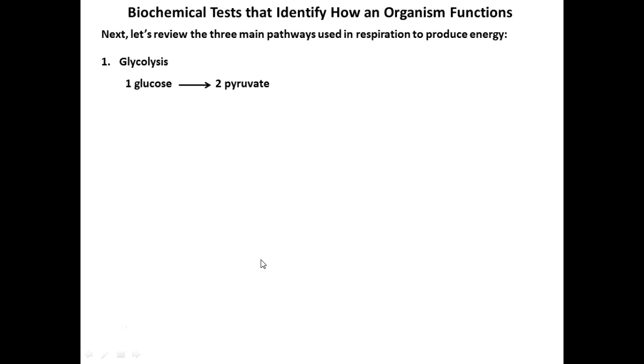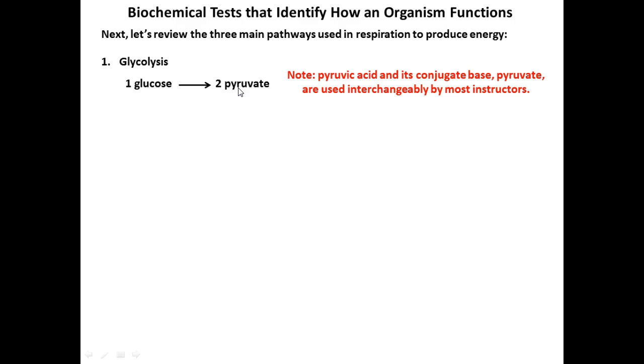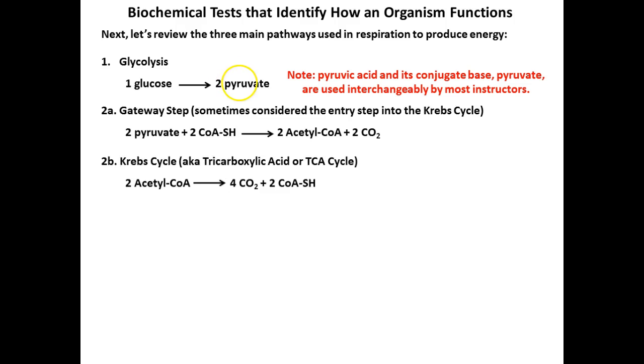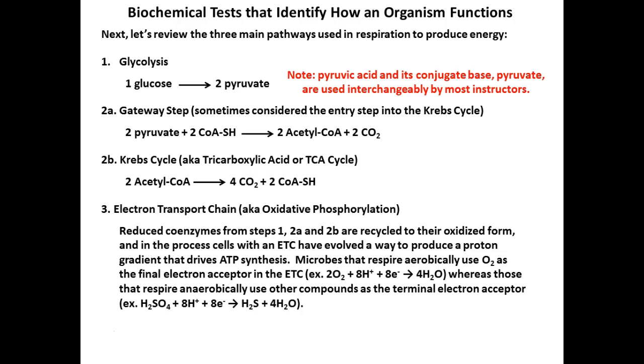So remember from last time, glycolysis, we can break down sugars into pyruvate or pyruvic acid. Pyruvate is just the conjugate base. A lot of instructors use these two terms interchangeably. And then it's modified into acetyl-CoA, and carbon dioxide is lost. And that acetyl-CoA enters into the Krebs cycle, or sometimes called the tricarboxylic acid cycle, which is what TCA stands for. Sometimes it's referred to as the citric acid cycle. It's one of the main components.